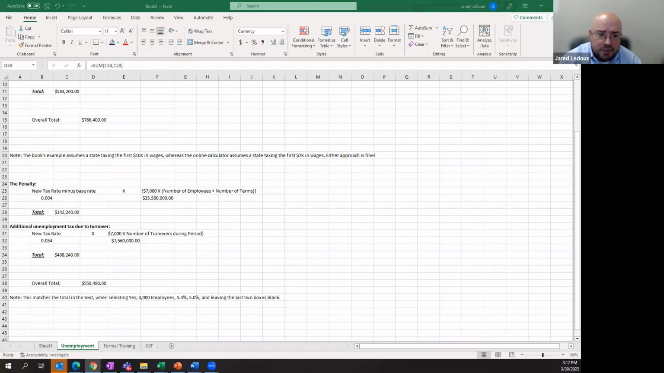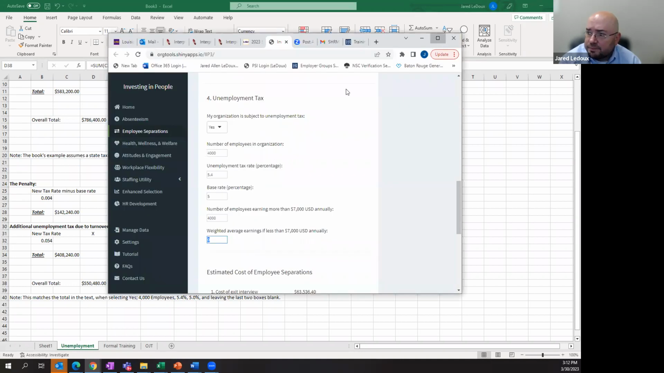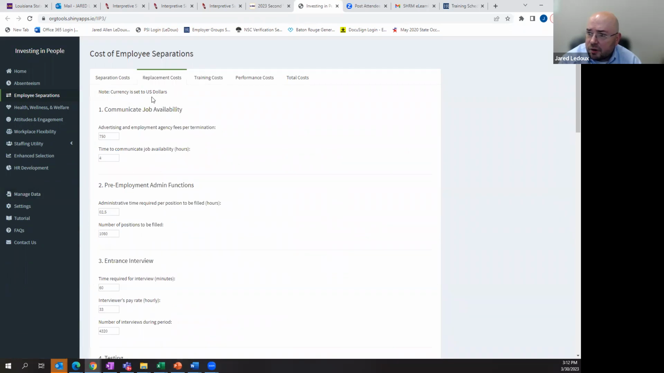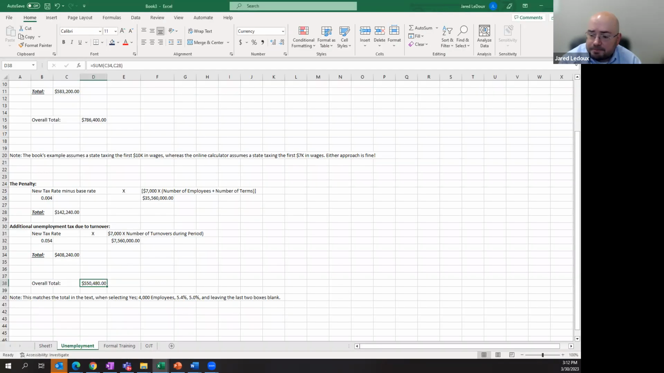The next is replacement costs. Within the calculator, you have tabs going across, and so we can start working on the replacement costs here. So there are different components here, drivers, that are ultimately going to lead to your total replacement cost. One of those is communicating job availability.